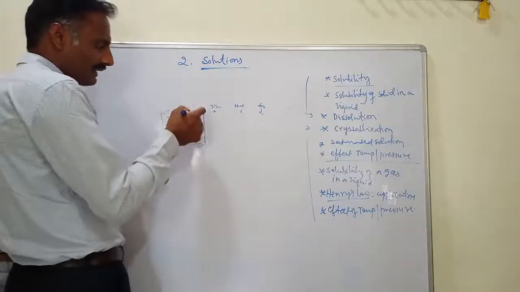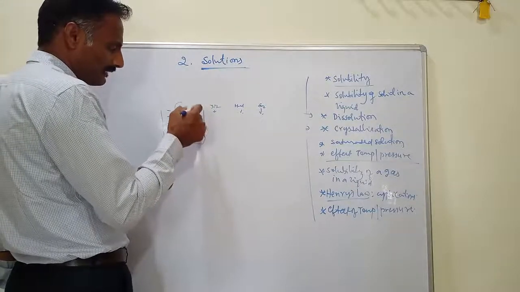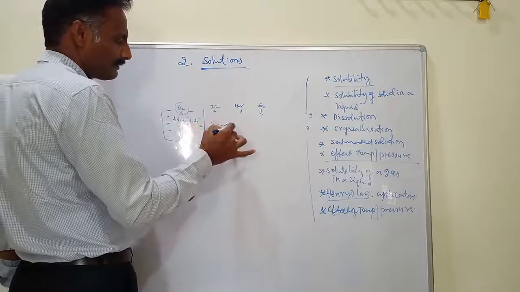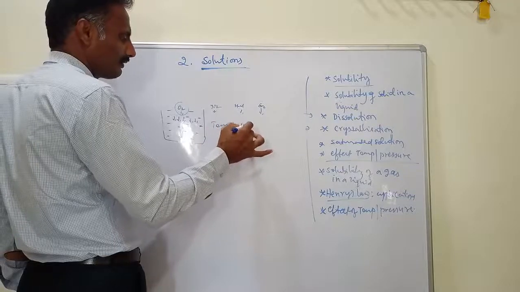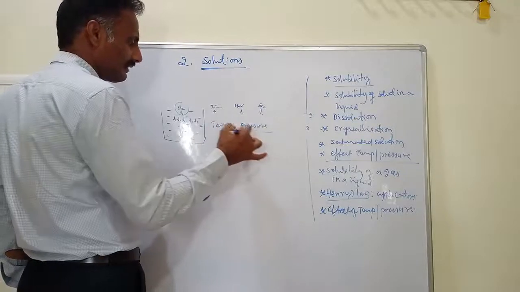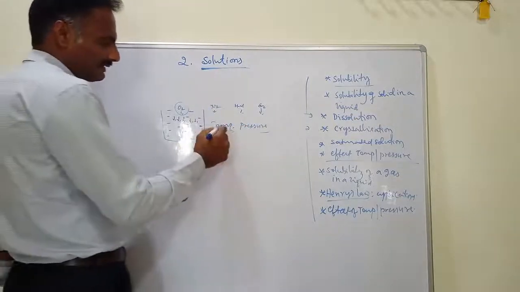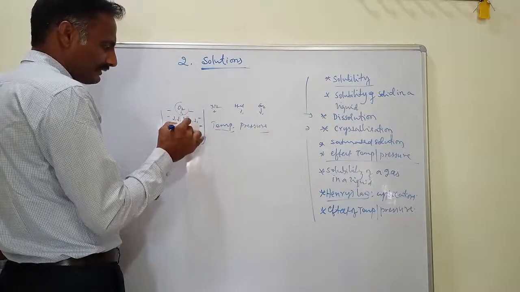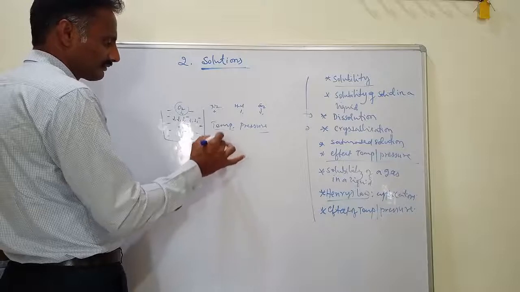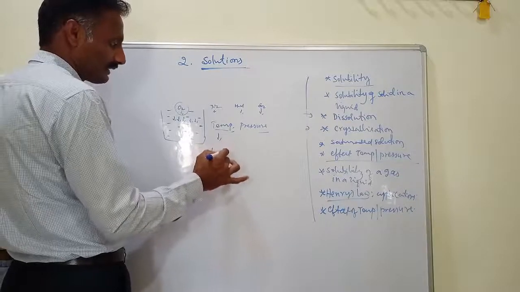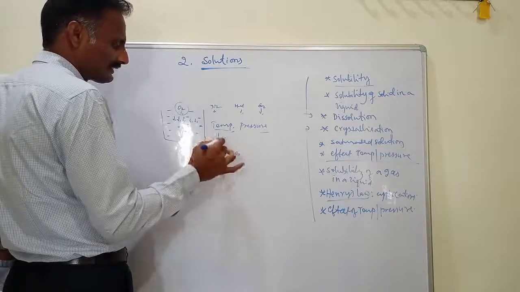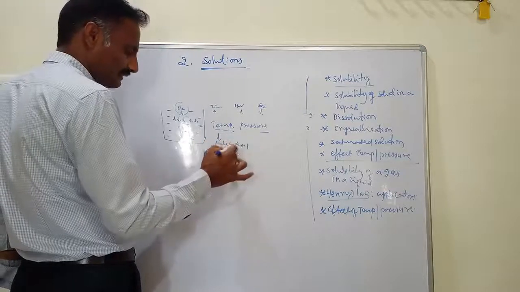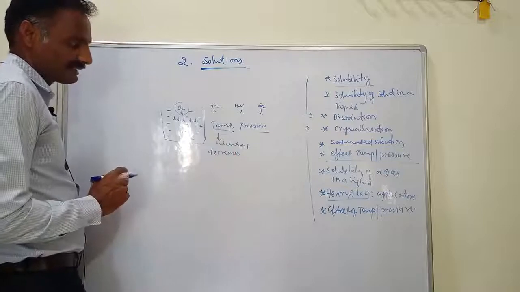The solubility of a gas in a liquid depends mainly on temperature and pressure. As the temperature increases, the solubility of a gas in a liquid decreases. As the temperature increases, the solubility of gas in a solution goes on decreasing.